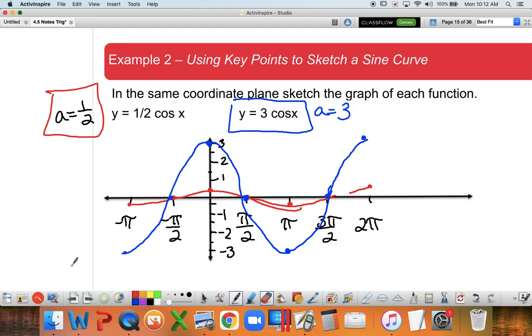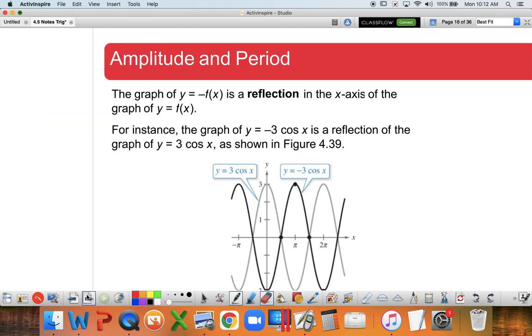All right, so we've done that by changing the amplitude, and we had to find these points, right? We needed our maximums, we needed our minimums, we needed our intercepts. So finding all of those key points is important when being able to draw these curves.